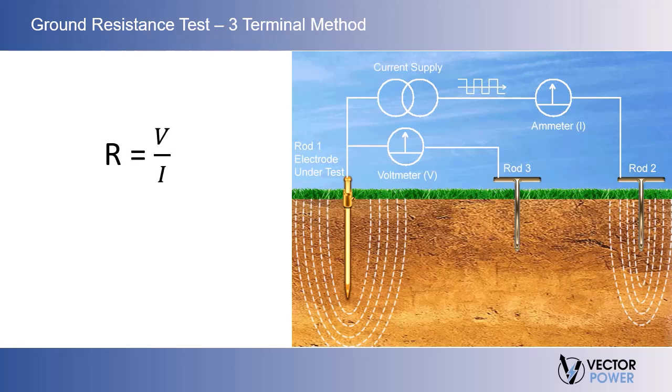By applying Ohm's law, or resistance equals voltage divided by current, you can determine the Earth's resistance at any point measured. For example, if the measured voltage V between rods 1 and 3 is equal to 30 volts, and the measured current I is 2 amps, the Earth's resistance R at that point will be 15 ohms. This is the basic construction and theory behind modern ground resistance test sets used during field testing.